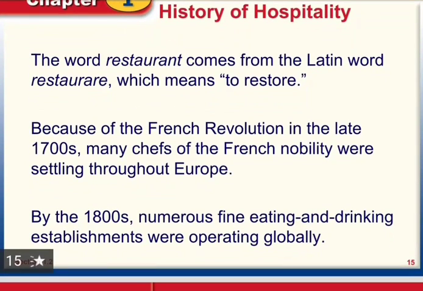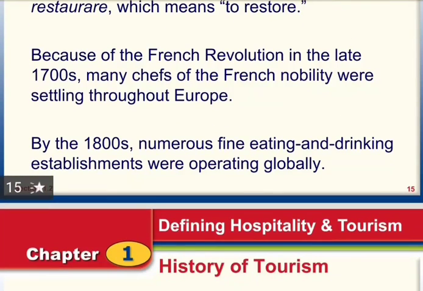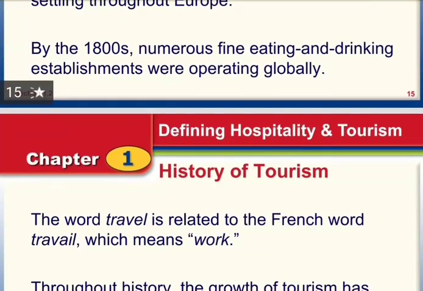The word restaurant comes from the Latin word restaurare, which means to restore. Because of the French Revolution in the late 1700s, many shops of the French nobility were settling throughout Europe. By the 1800s, numerous fine dining and drinking establishments were started globally.